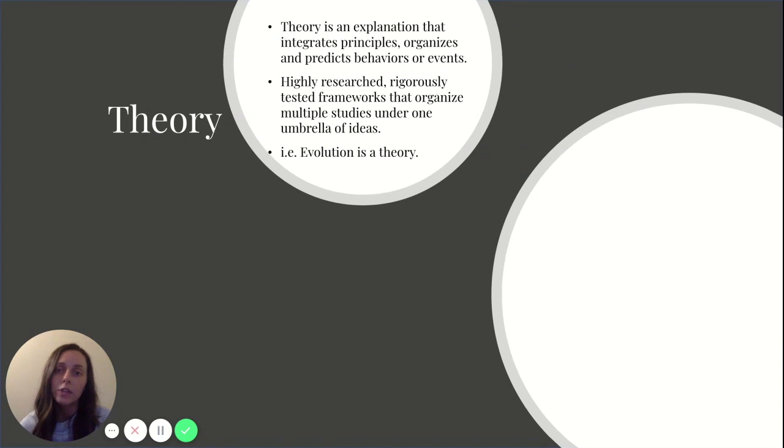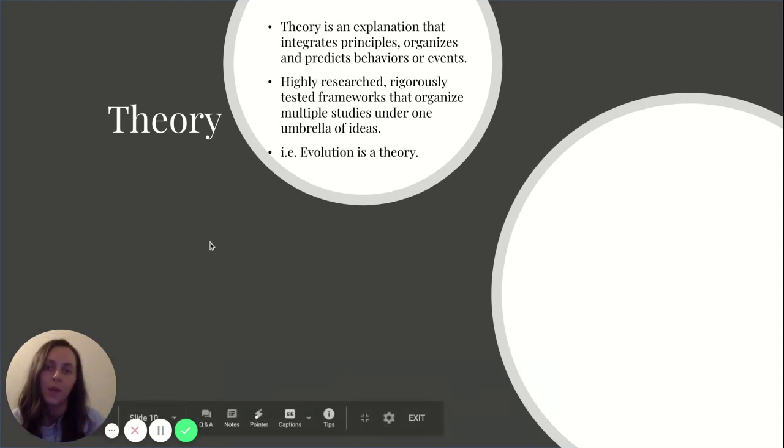So let's look at what a theory is, because we're going to throw this term around a lot, and I think some of us don't really know the true definition of a theory, or we take theories as facts and we don't challenge and investigate them the way that we should. Looking at a theory, like I said, it's not fact, but it's an explanation that integrates principles, organizes, and predicts behaviors or events. So it's highly researched, and there have been a lot of experiments and research that have gone into theories, and it's organized under multiple studies of ideas.